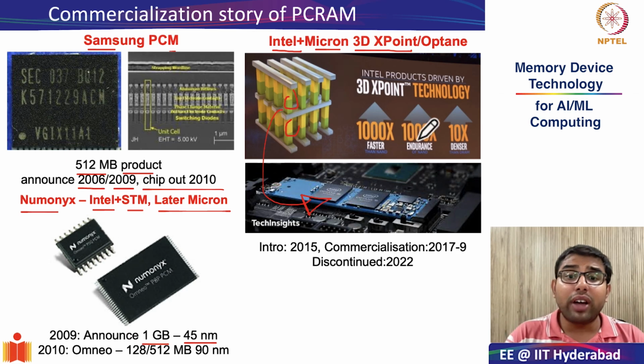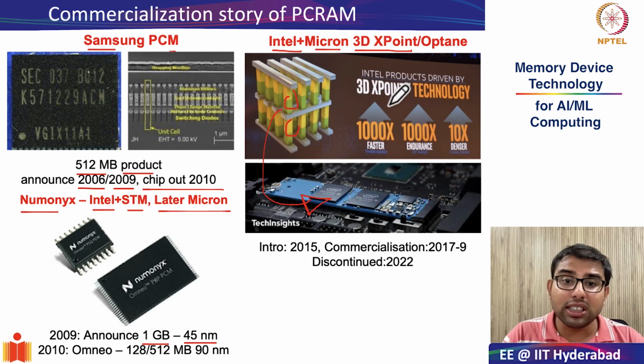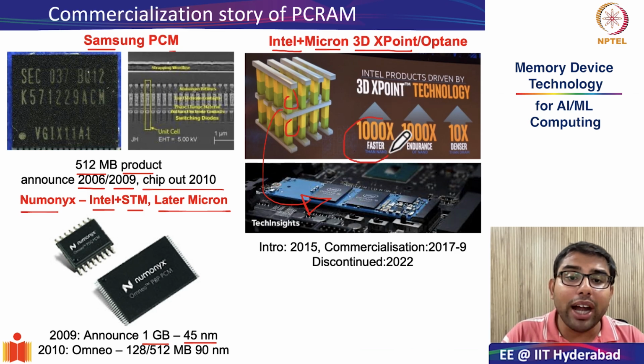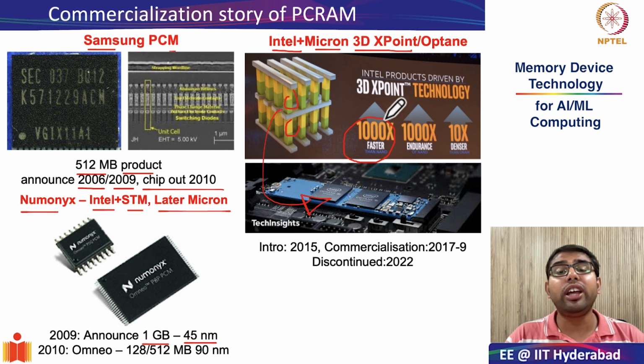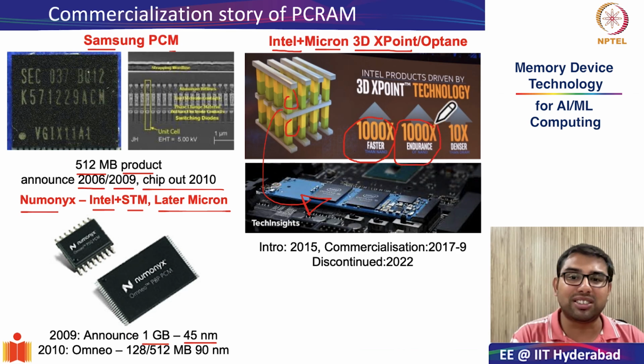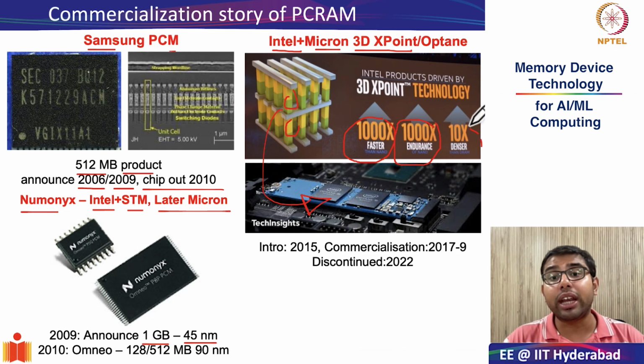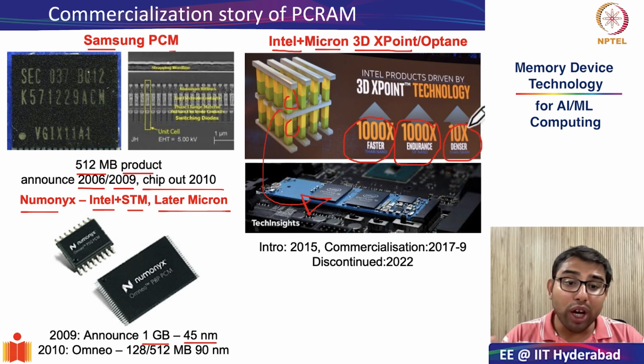And indeed, they were able to show that their X-point memory and the Optane products are much faster compared to your NAND flash, almost 3 orders of magnitude faster than NAND flash. They had almost 3 orders of magnitude higher endurance than NAND flash, and they were even much denser as compared to your DRAM. However, soon after commercialization began from 2017 to 19 with a lot of marketing about the products, they were quickly discontinued in 2022.